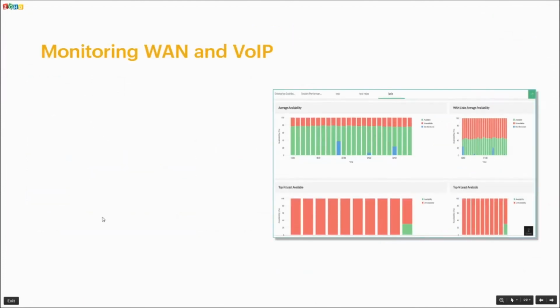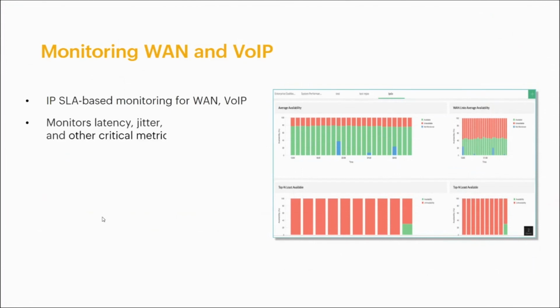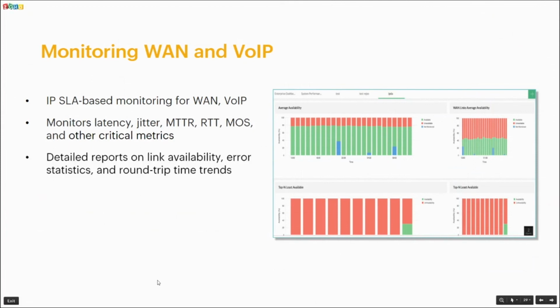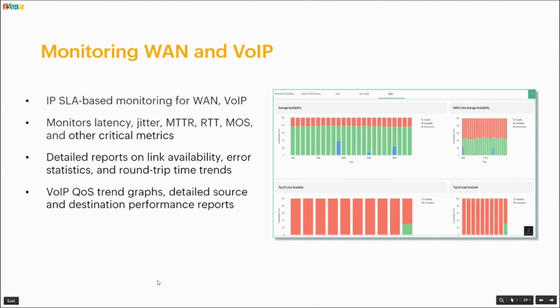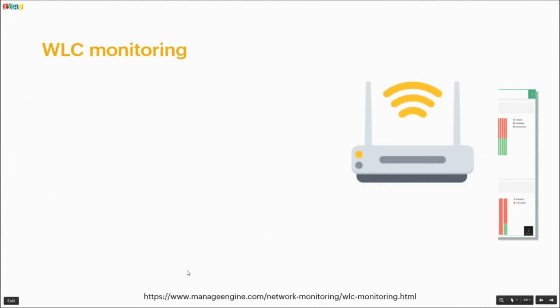So OpManager offers you a monitoring solution for WAN and VoIP-based monitoring. IPSLA-based monitoring for WAN and VoIP is available. You can monitor the latency, jitter, MTTR, RTTR, round-trip time, MOS, and other critical metrics which are available. Detailed reports on link availability, error statistics, and round-trip time trends are available. You can monitor your VoIP quality of service trend graph, and detailed source and destination performance reports are available.